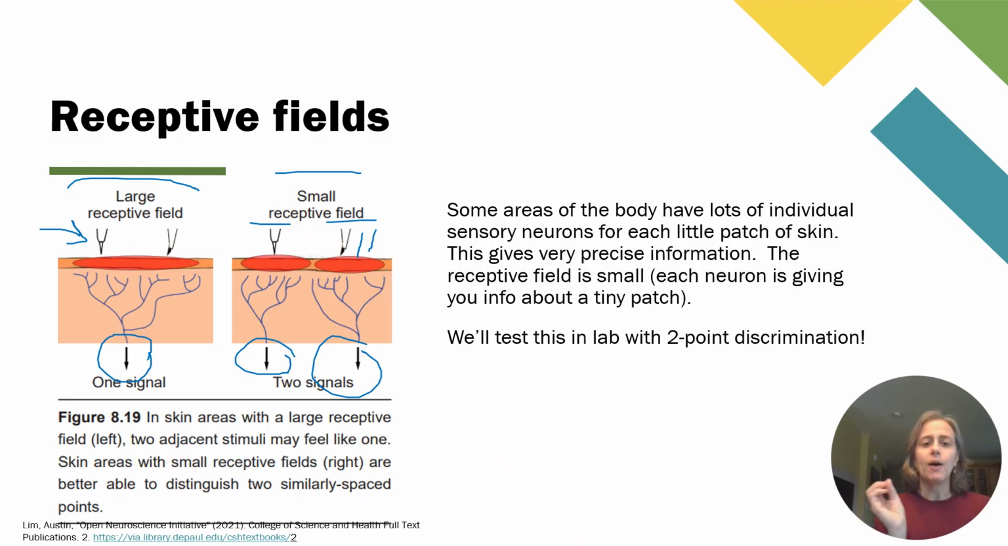Obviously, then, if you have lots of small receptive fields, you have lots of precise information, you have lots of axons. So the parts of our bodies that have very large areas of the cortex are getting lots of axons. They have small receptive fields. That's why they have such detailed information.